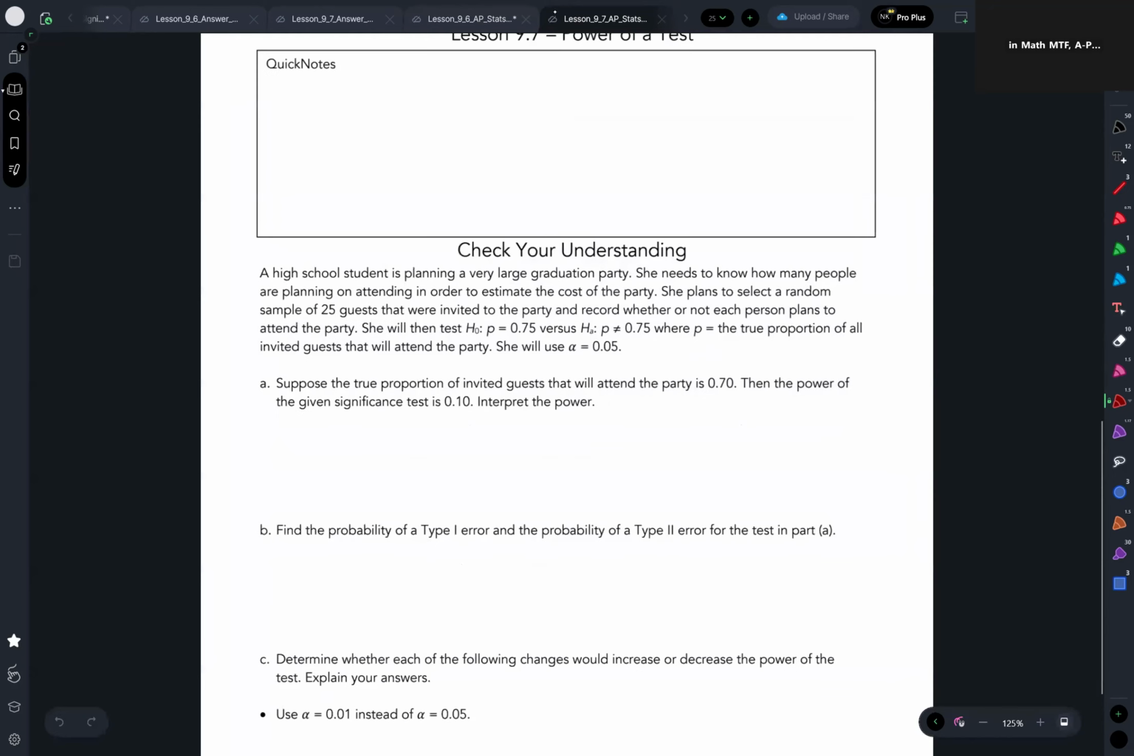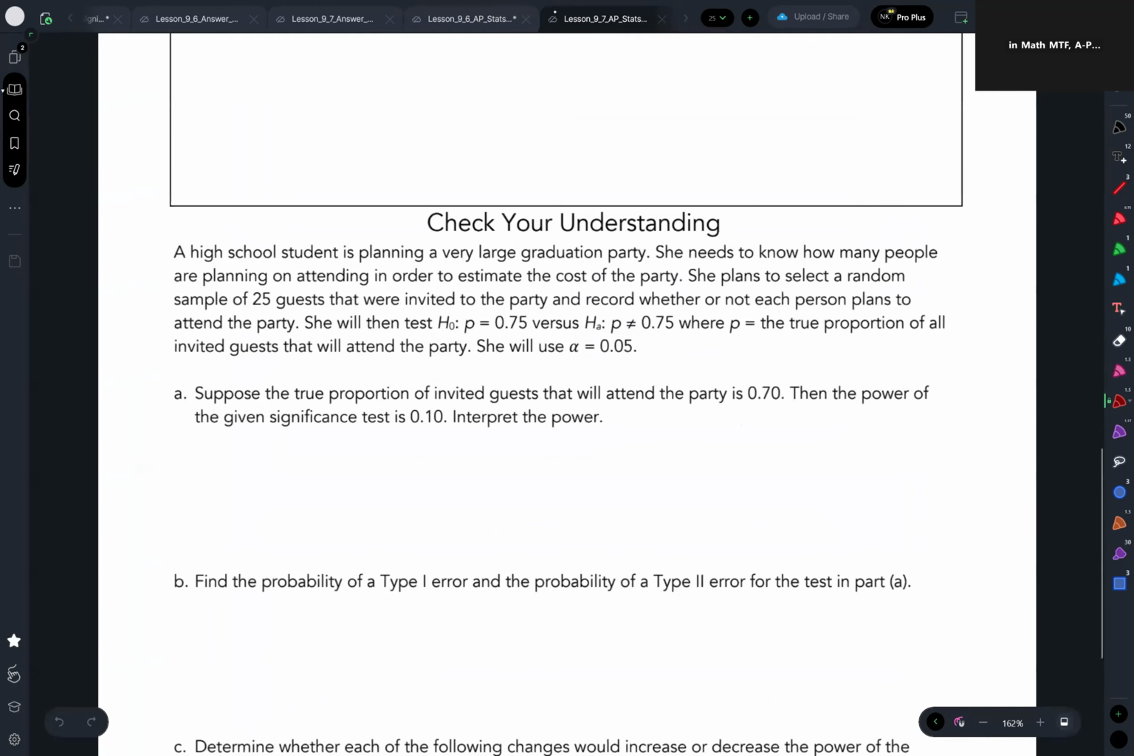So, a high school student is planning a very large graduation party. Again, by the way, this is the check your understanding for 9.7. She needs to know how many people are planning on attending in order to estimate the cost of the party. She plans to select a random sample of 25 guests that were invited to the party and record whether or not each person plans to attend the party. She will then test this null hypothesis, P equals 0.75 versus P does not equal 0.75, where P is the true proportion of all invited guests who will attend the party. She will use alpha equals 0.05.